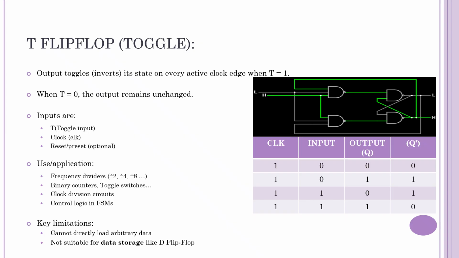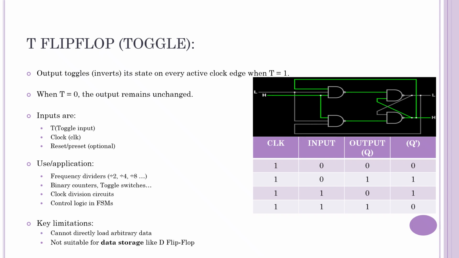Fun fact, a T flip-flop can actually be derived from a JK flip-flop by setting J and K equal to T. Now let's talk about the inputs. We have the T input, which controls toggling, the clock, which decides when the change happens, and optionally reset or preset in practical designs.